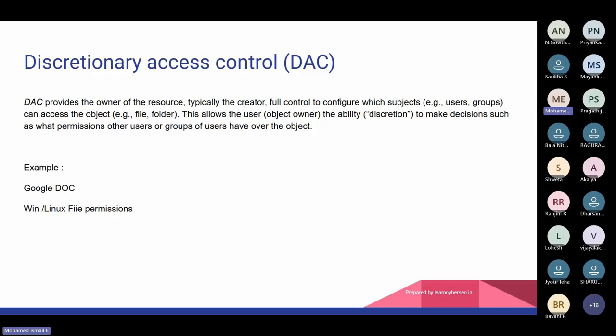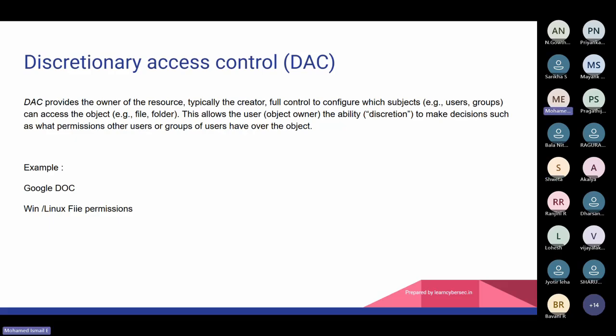So DAC provides the owner of the resource, you are the owner of the Google Doc, typically the creator, full control to configure which subject, your users or your colleagues or friends or classmates, can access the object. The object here is your document, the Google Doc which you have created. This gives the owner the discretion to make decisions such as what permissions other users or groups of users have over the object. Here we need to understand the subject, the object, and the permission, and who is giving the permission.